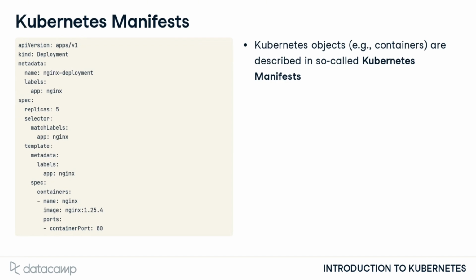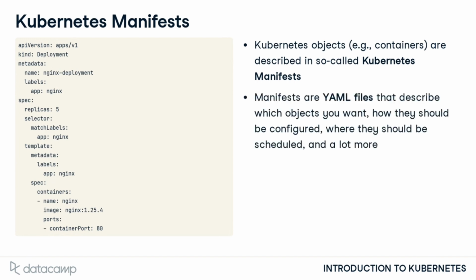Before getting deeper into the architecture of Kubernetes, let's get a little more interactive with the next exercise. To prepare that, let's talk about how we interact with Kubernetes, especially how we use the command line tool kubectl, or how we like to pronounce it, kubectl. One way to define the containers we want to run on Kubernetes are manifests. These are YAML files which describe the containers you want, how to configure them, where they should run, and a lot more. On the left, you can see an example of such a manifest. Don't worry, we will get into the details later.